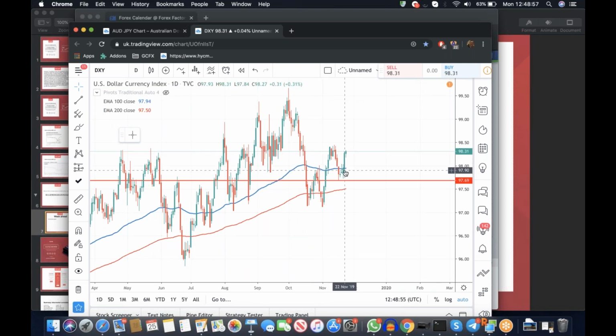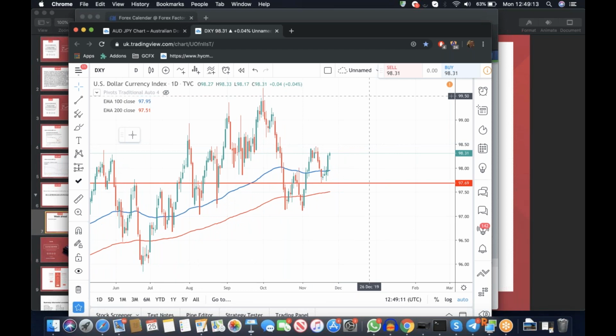We saw on Friday really strong, and we're heading up into that daily resistance here at sort of 98.30 and above, with the recent highs at 98.45. So that's a key level to watch in the dollar index. But that's why we've seen some dollar index strength.